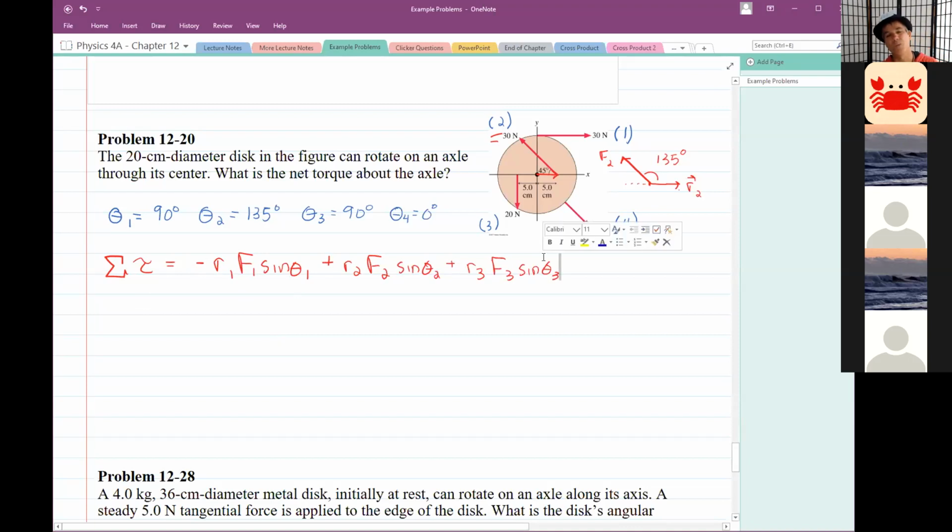And let's just say that we didn't know whether force 4 was going to cause a positive or negative torque. So just write this as plus R4 F4 sine theta 4. Now in reality, this is not going to produce any torque at all because the angle between the force and R is 0 degrees. So for each one of these, do we have the values? We've got 5 centimeters, and F1 is at a distance of 10 centimeters away.